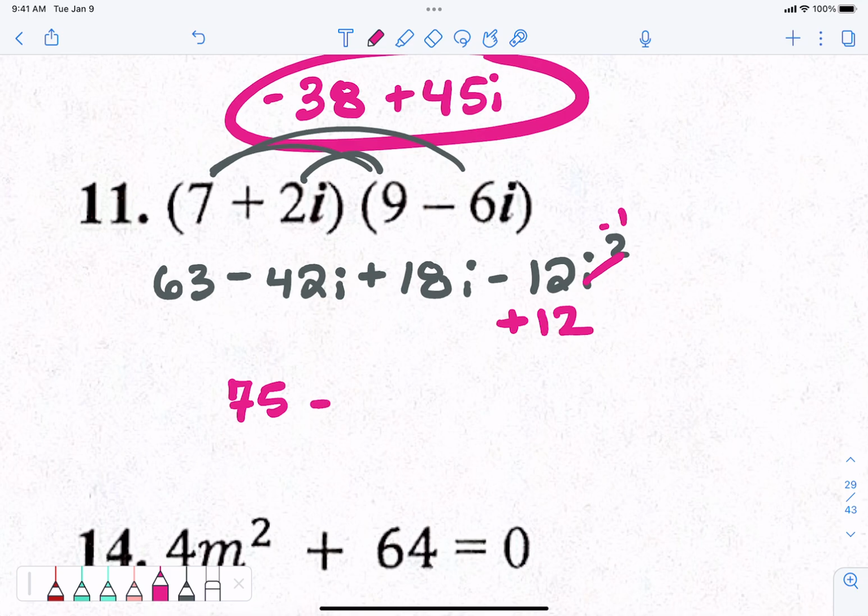What's 63 plus 12? 75, that's what I got. And now I'm stuck. Negative 42 plus 18. Why can I not think? Why can't I math?